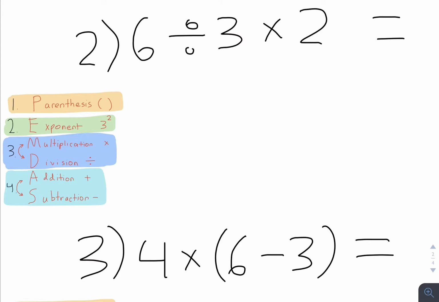This tells you to look for any curves in the equation, and as we can see, there are no parentheses in this expression, so we can move on. Second is exponents, and there are no exponents, so we can move on.